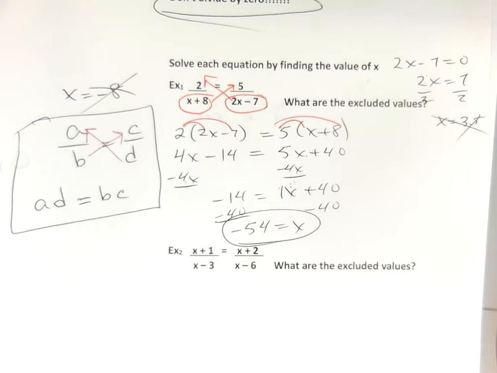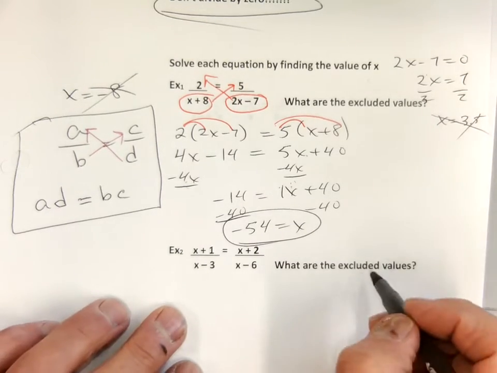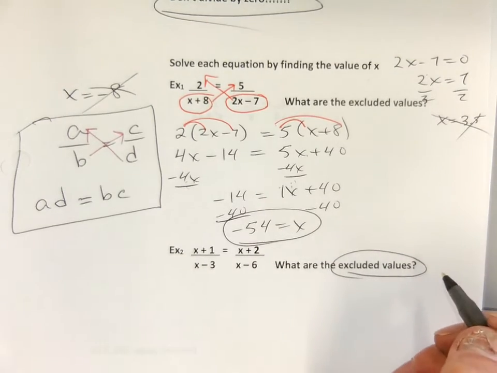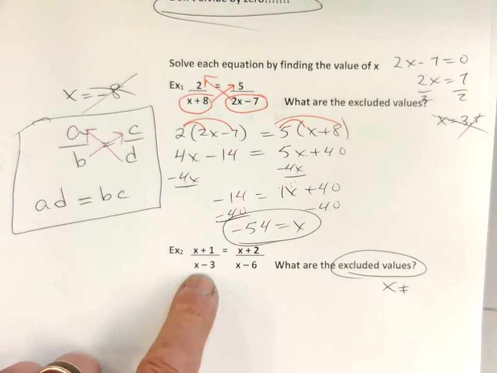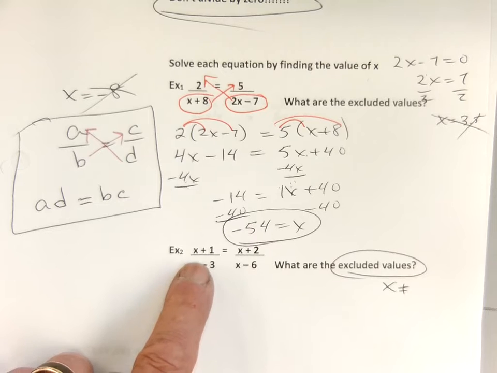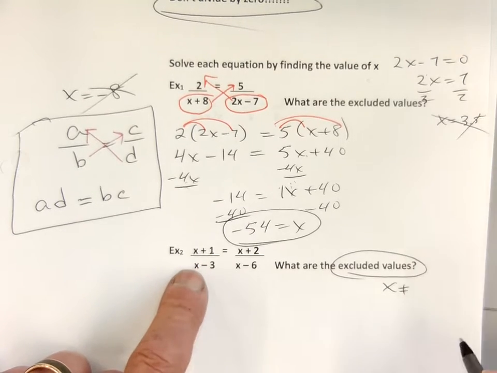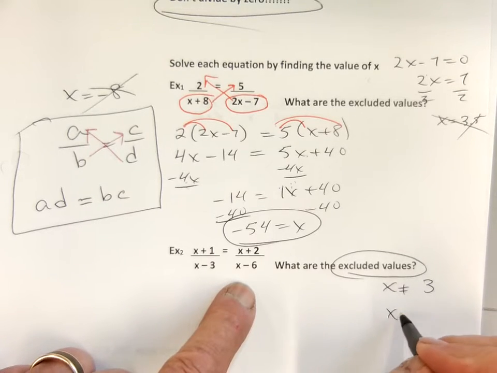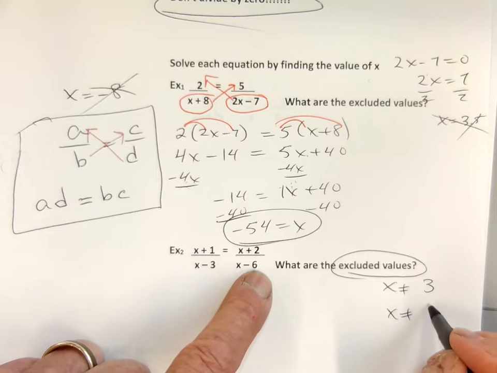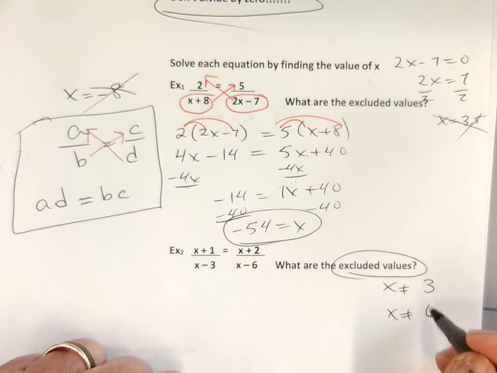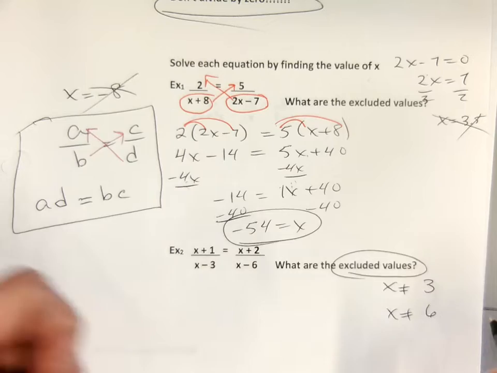Okay, let's look at example 2. Thumbs up. So, example 2. Excluded values. Before we solve it, x better not be what value right there? 3. What's 3 minus 3? 0. Can't be 3. X cannot equal what? 6. 6 minus 6 is 0. Good. So if I get either one of these two answers, we're going to say no solution, okay?